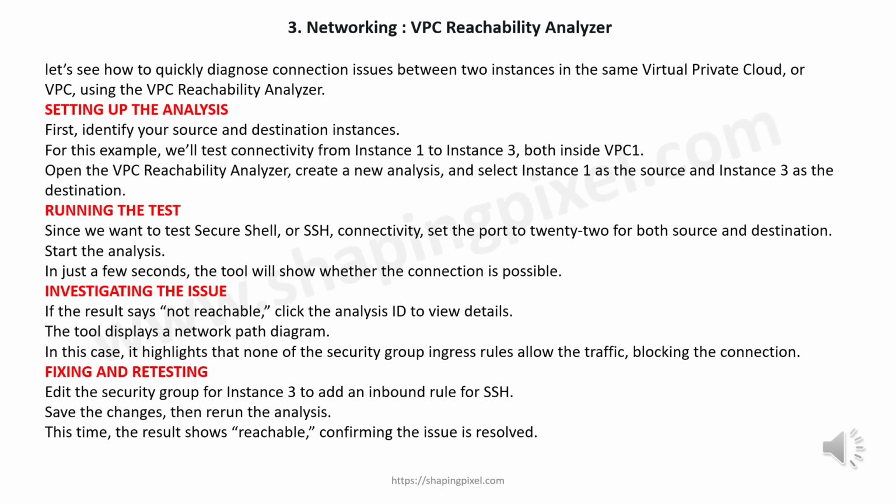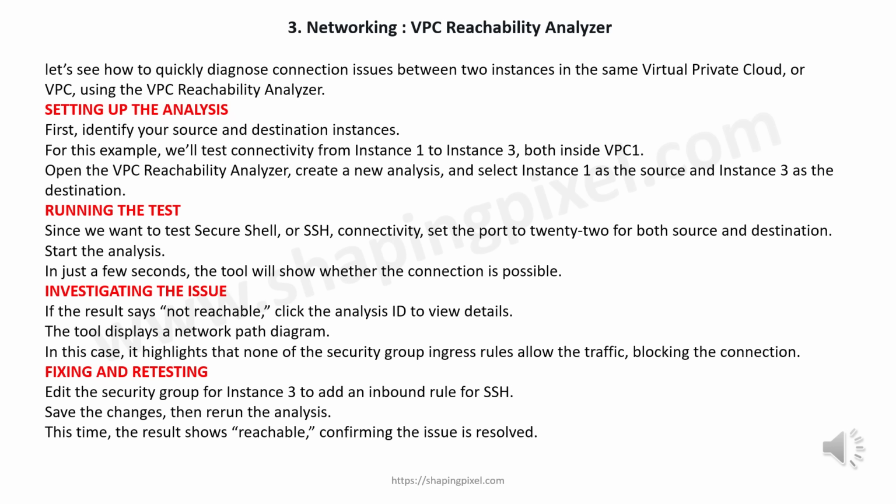Open the VPC Reachability Analyzer, create a new analysis, and select instance 1 as the source and instance 3 as the destination. Since we want to test Secure Shell, or SSH, connectivity, set the port to 22 for both source and destination. Start the analysis. In just a few seconds, the tool will show whether the connection is possible. If the result says not reachable, click the Analysis ID to view details.